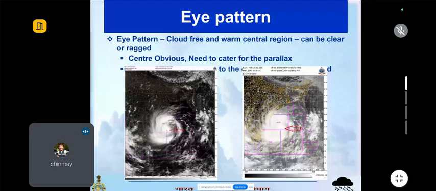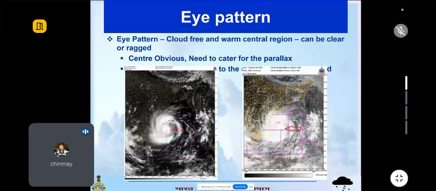Now why does it appear dark in the middle? Because the eye is actually a cloud-free region, and whenever there is a cloud-free region, you will see the background black color, because there is ocean below the clouds and the ocean appears dark. So this darkness is actually lack of clouds. Because of the cloud-free region, you are able to see the ocean surface. That's why it appears dark and it is surrounded by very bright clouds.